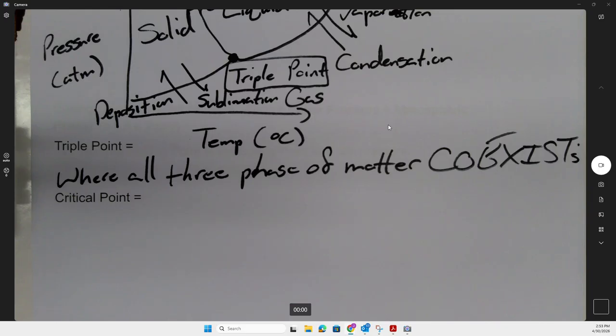Coexist. They all happen at the same time. We're talking about something that's incredibly specific. Curve is thick, right? Does that mean curve? What does it mean? Coexist. It means they happen all at the same time. Does it mean like this, where there's solid, liquid, and gas? At the same time, yes.